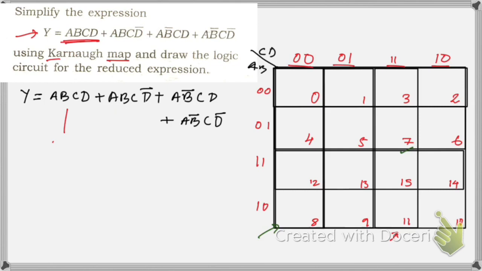So these numbers represent the corresponding decimal numbers of these terms. If you take this block, here you have AB and CD, and both are 0 0. So all of A, B, C, D are 0s. That means this represents A complement, B complement, C complement, and D complement, and its corresponding decimal number is 0. So that is what this map represents.